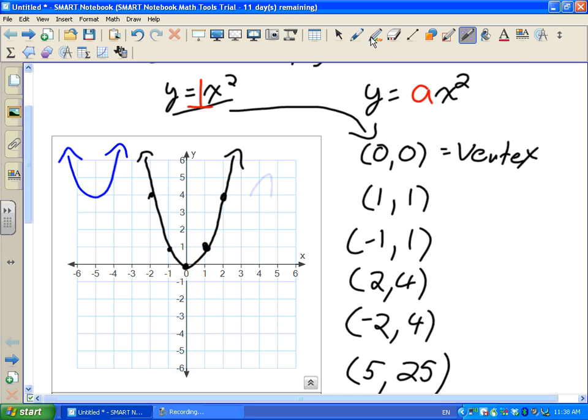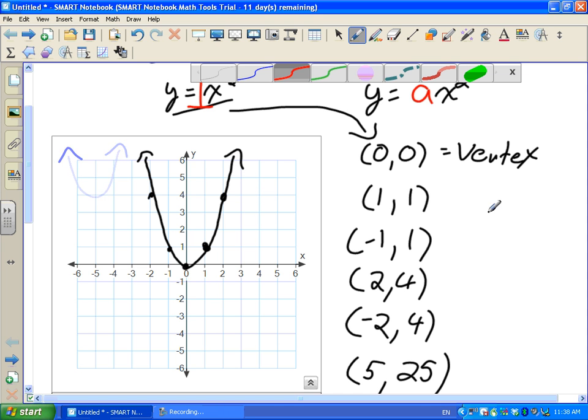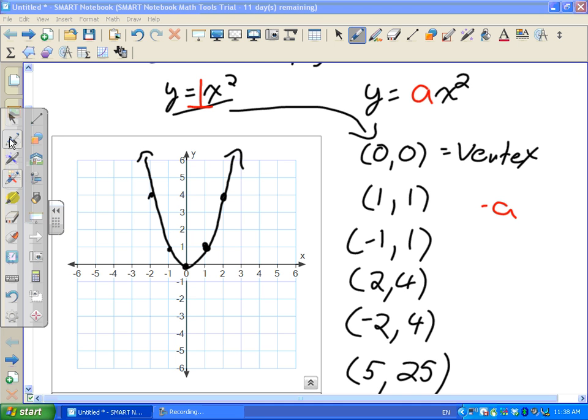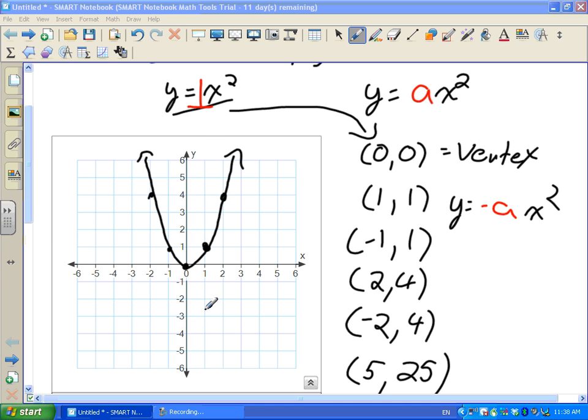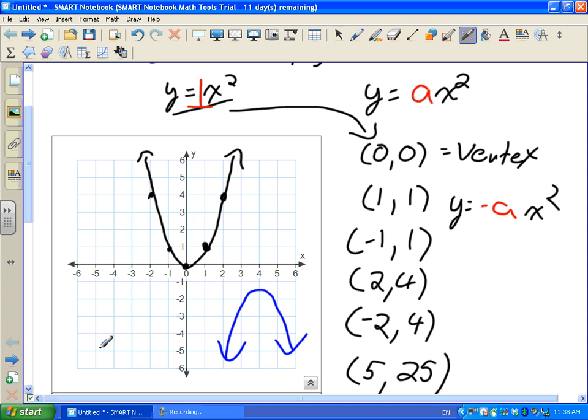If my a value, say our a value, is negative, so we have y equals negative a x squared. We don't have to know what a is right now. We just have to know if it's positive or negative. If a is negative, which way will this parabola open, Tom? Down. It'll go downward. So in other words, we'll have some parabola going like this. It's going downward somewhere. Now, these are just examples. We're going to do an actual one.